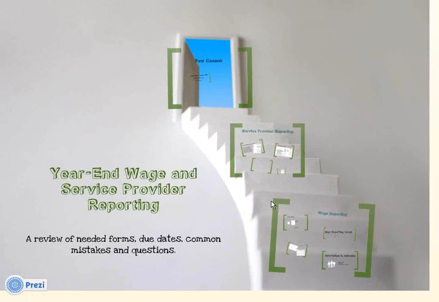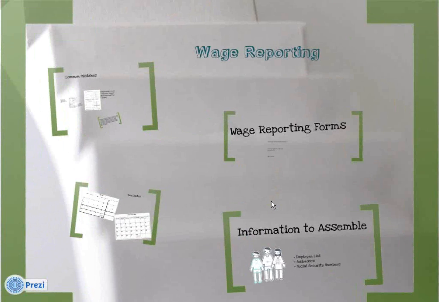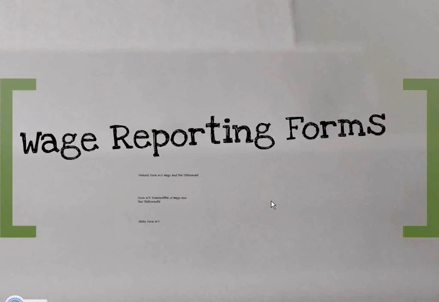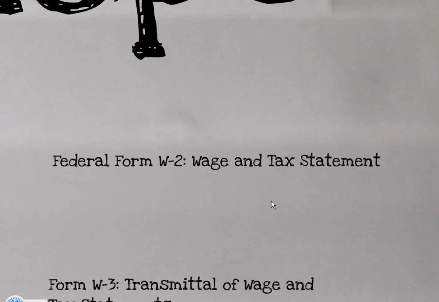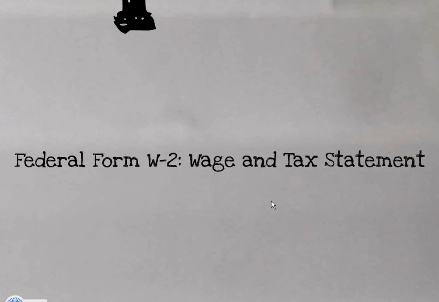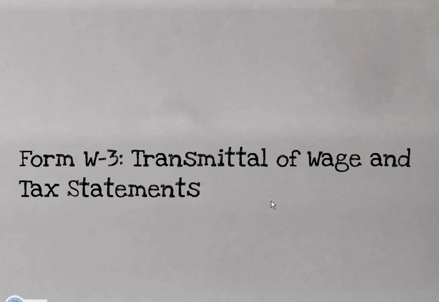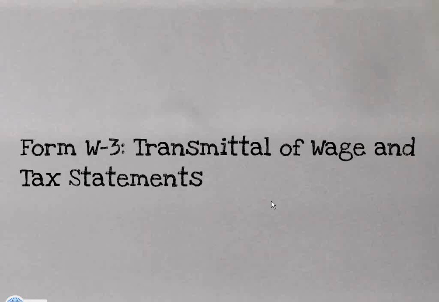So the first thing that we're going to cover today is going to be on wage reporting. There are several forms that you need to file at year end. The most common of these forms are the following: the Federal Form W-2, also known as the Wage and Tax Statement, the Form W-3, which is the transmittal of wage and tax statements, as well as the State Form W-3.